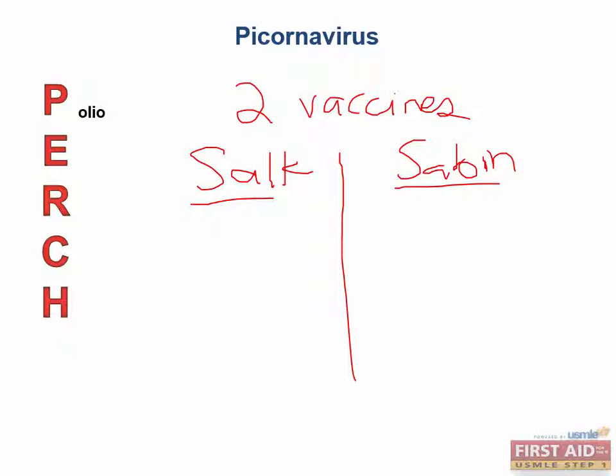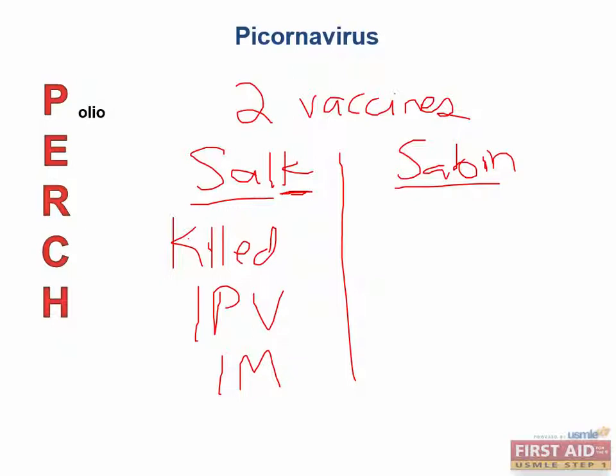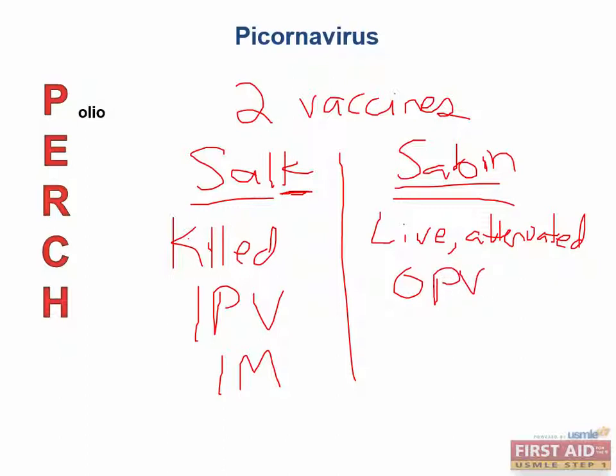The Salk vaccine contains killed virus, and you can remember that with the K in Salk. It is also called the inactivated poliovirus vaccine, also called IPV, and it is administered by an intramuscular shot. The Sabin vaccine, on the other hand, contains a live, attenuated form of the poliovirus, and it is administered in the oral form, and it is also called the oral polio vaccine, or OPV. The Sabin vaccine is not used in the United States, but it has been the vaccine of choice in many other countries.